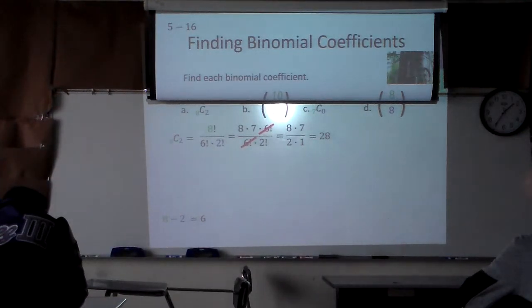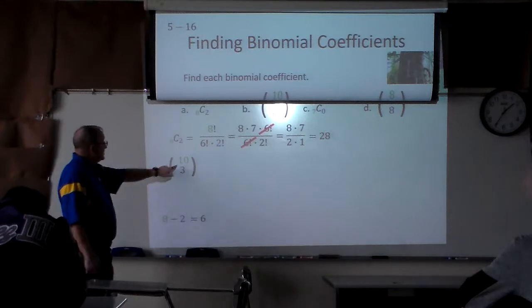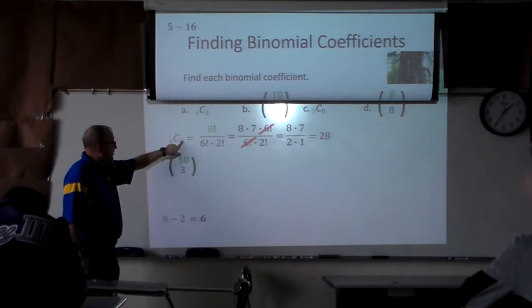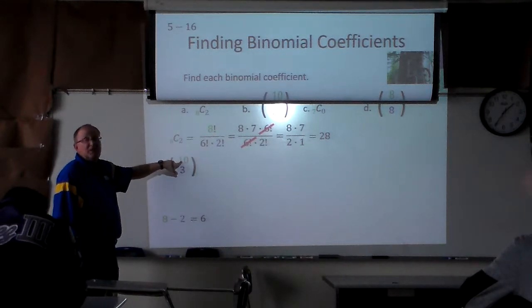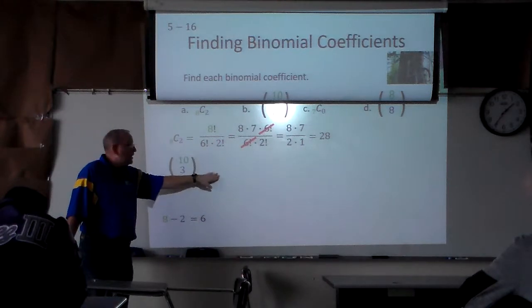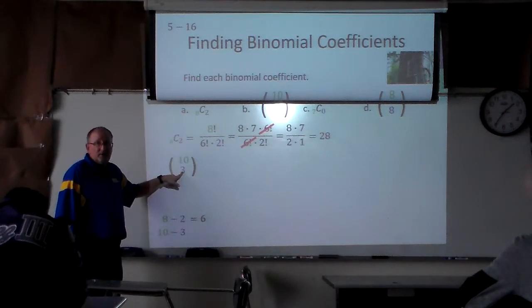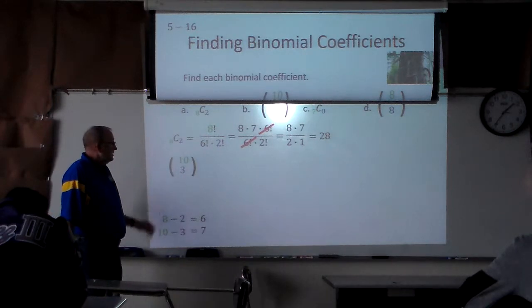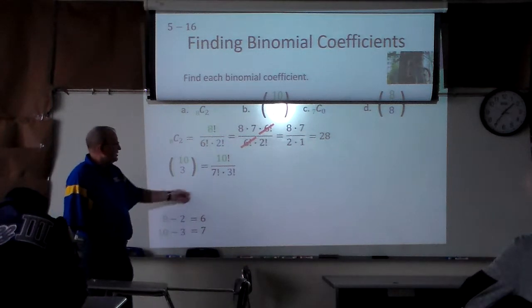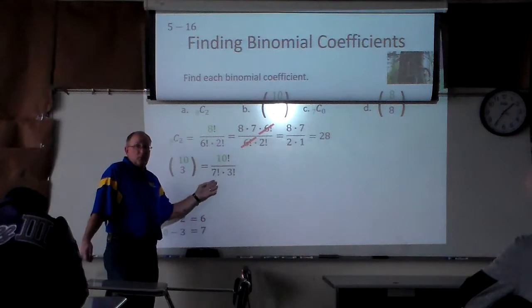So let's look at the next one. The next one's just written differently. This is the same thing as saying that's 10 and that's 3. So the 10 would be how many total exponents? 10 total exponents, so 10 goes on top. There are 3 y's, so how many x's are there? 7. So I'm going to have 10 on top, 7 factorial, 3 factorial.